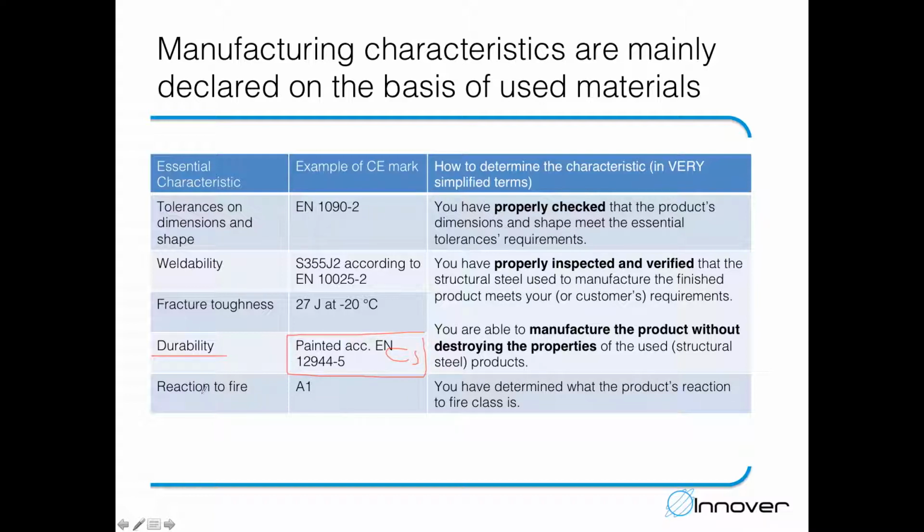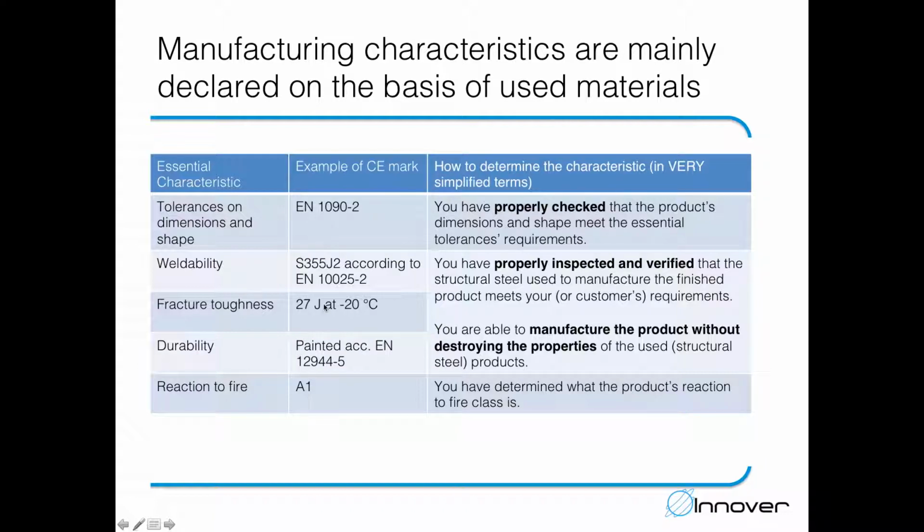And as for the reaction to fire, you are just declaring what is the reaction to fire class of the structural product. This is always A1 if you haven't coated the structural steel product. And it's also always A1 if you have coated the structural steel product with a coating that has organic content of less than 1%. And in other cases, you have to just ask the coating manufacturer what the reaction to fire class is. But this is usually just automatic A1.